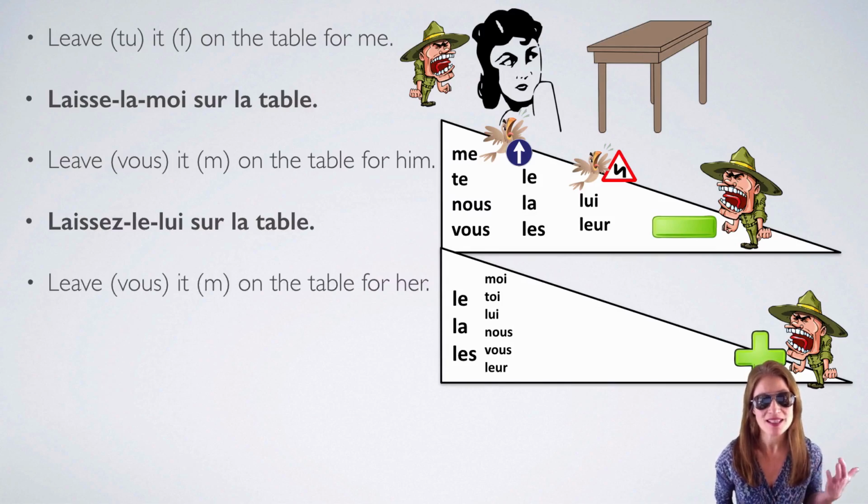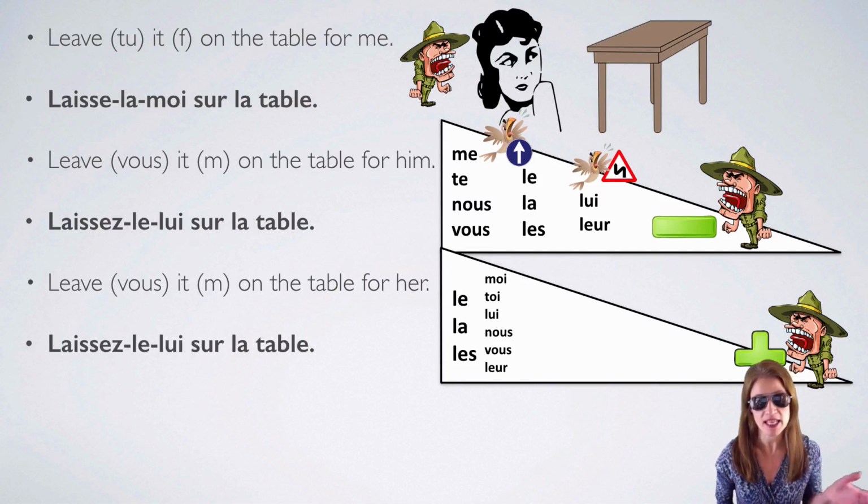Using vous, leave it on the table for her. Your it is masculine. Okay, it's the same, isn't it? Laissez-le lui, because for her is the same as for him. Lui, sur la table.